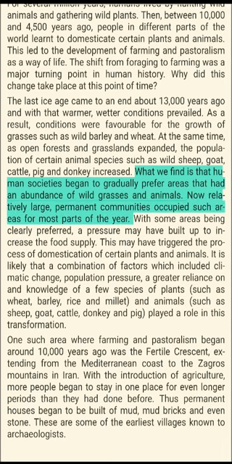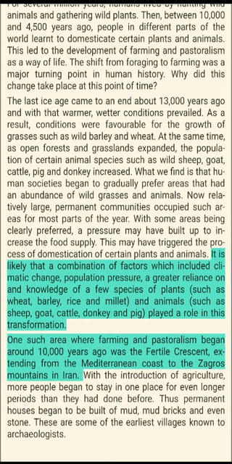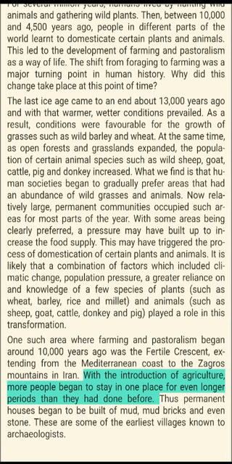What we find is that human societies began to gradually prefer areas that had an abundance of wild grasses and animals. Now relatively large permanent communities occupied such areas for most parts of the year. With some areas being clearly preferred, a pressure may have built up to increase the food supply. This may have triggered the process of domestication of certain plants and animals. It is likely that a combination of factors which included climatic change, population pressure, a greater reliance on and knowledge of a few species of plants, such as wheat, barley, rice and millet, and animals, such as sheep, goat, cattle, donkey and pig, played a role in this transformation.